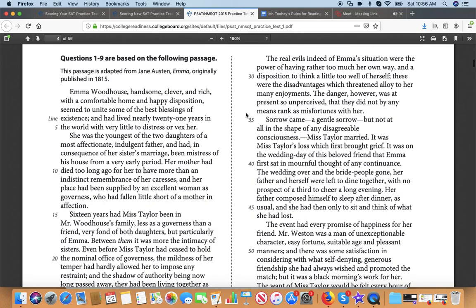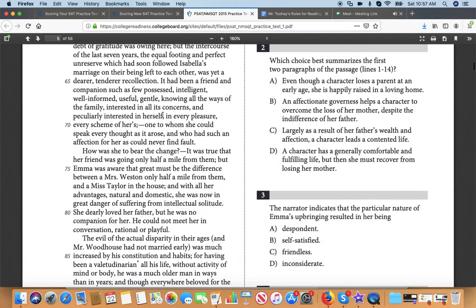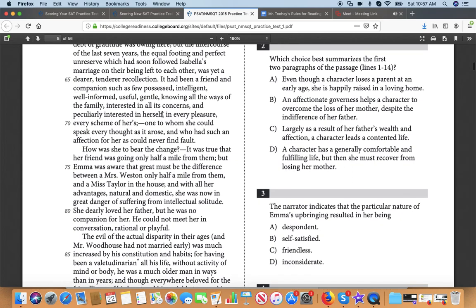There's more evidence even in the first paragraph. She lived nearly 21 years in the world with very little to distress or vex her. Even the death of her mother didn't distress her because she was too young to remember it. Does that make sense? Yes. It's all about evidence in the text. There's just no evidence for B, and there's a lot of evidence against it. So B is gone for sure.